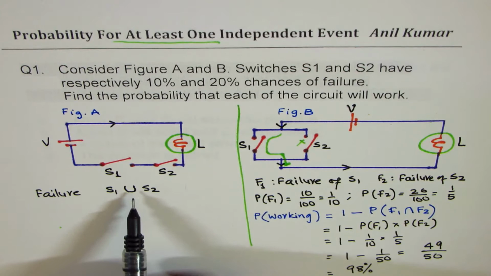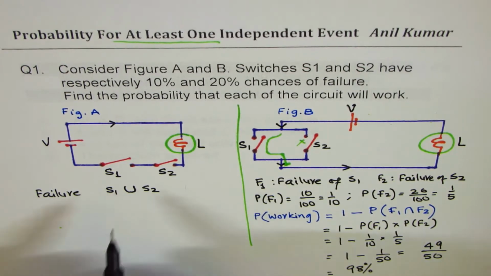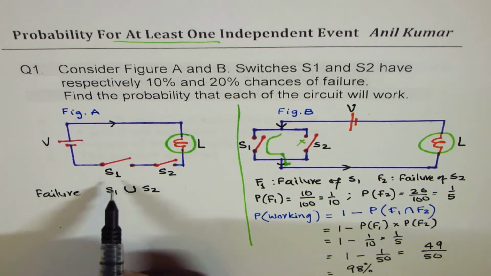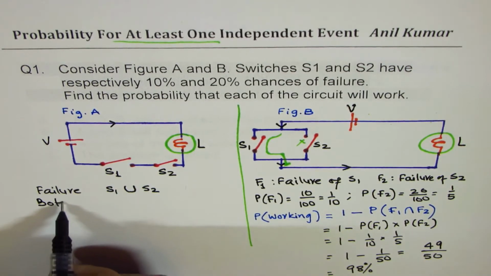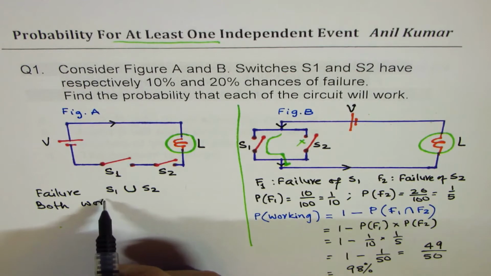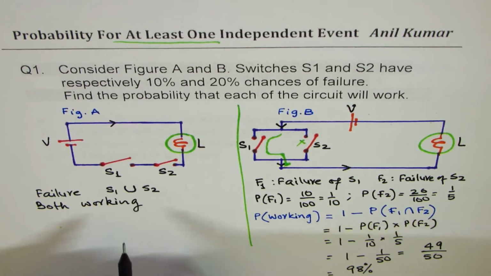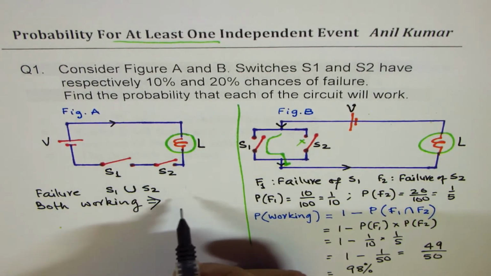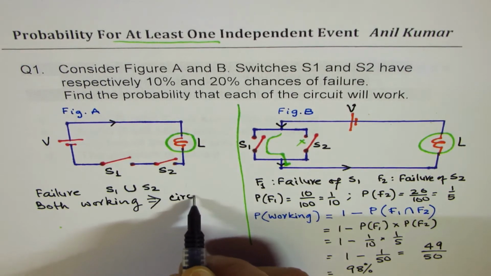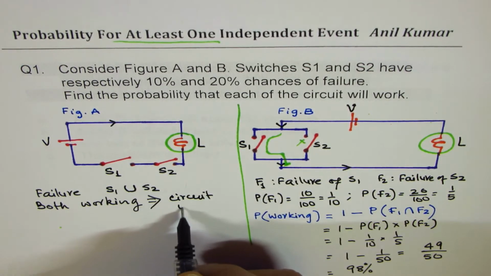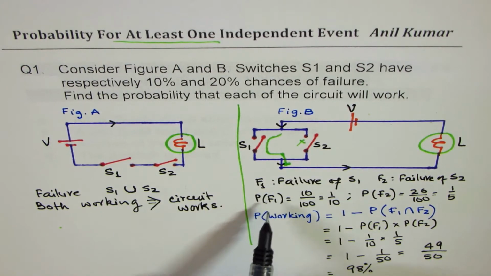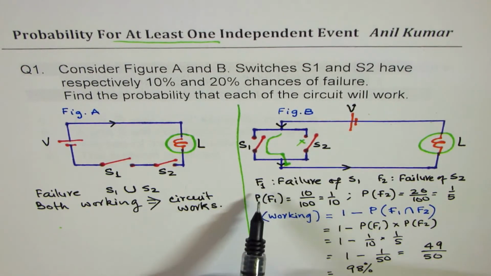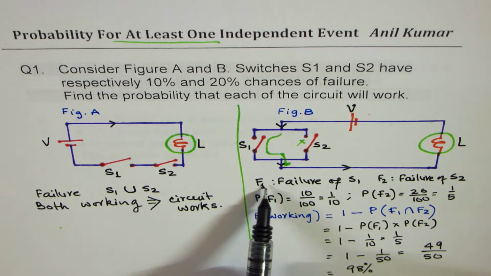So we could treat this as probability of not failing, right? And so both should be working, or we can say both working. Only then the circuit is going to work. So that means both working is the complement of F1 and F2 as we defined here, right?